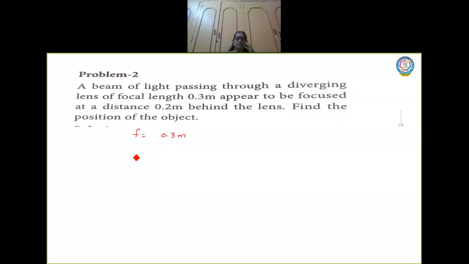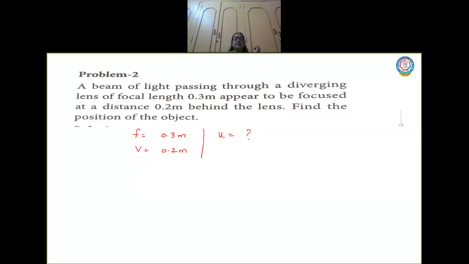At a distance of 0.2 meter behind the lens, it forms an image. Okay, now V is given. So V is given, which is 0.2 meter. Find the position of the object. So what should you find out? Position of the object means you have to find out the value of U.